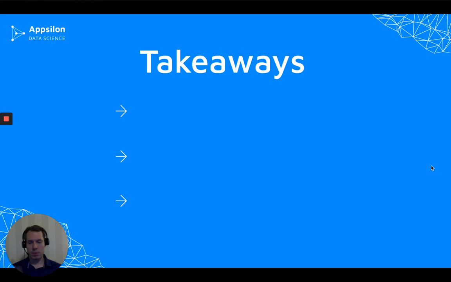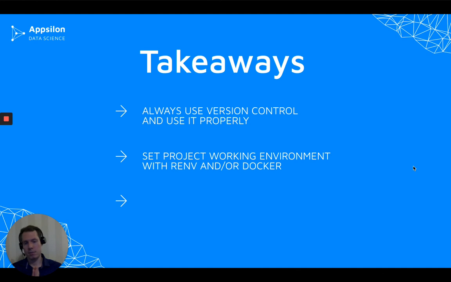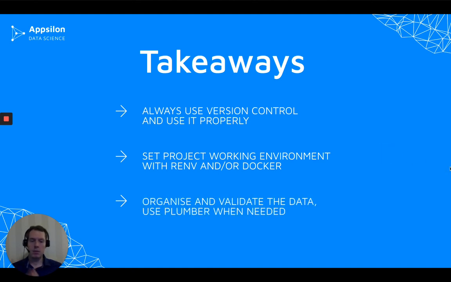So three takeaways for each area. Always use version control, follow the rules, use branches, do the code review. This is super important. And set up a working environment, a development environment for the project with renv, with Docker, or with both. This is a must for every project to make sure that everything works correctly. And organize and validate your data, and use Plumber if needed. Be careful not to overload your application with too big data sets.